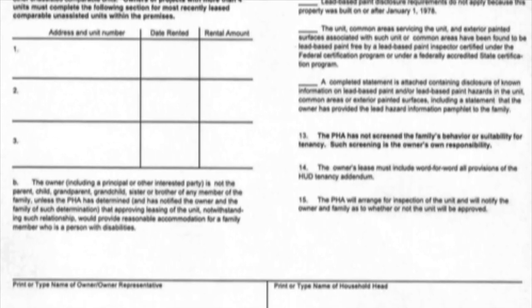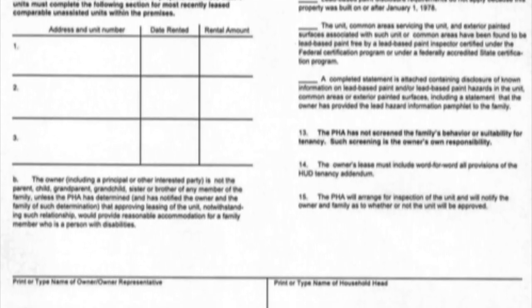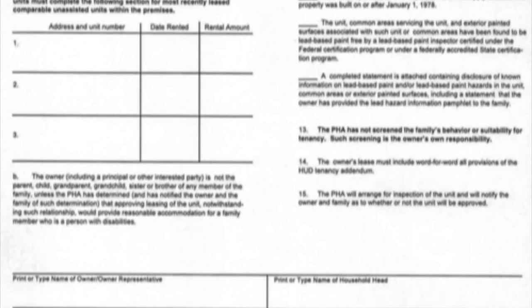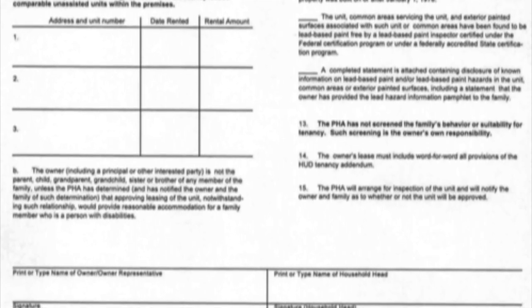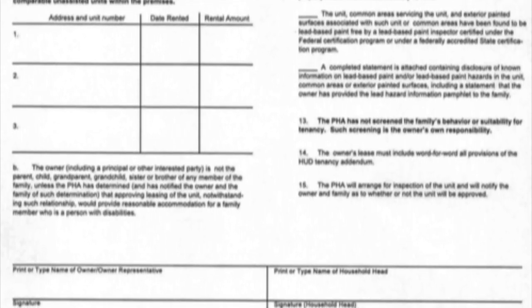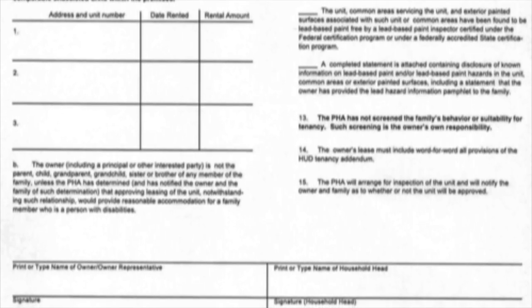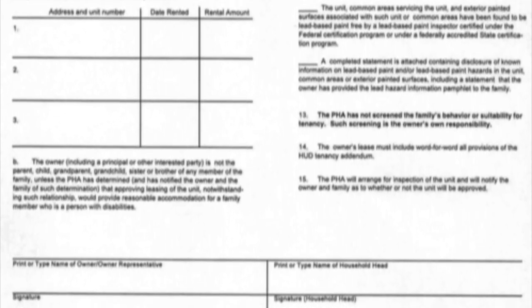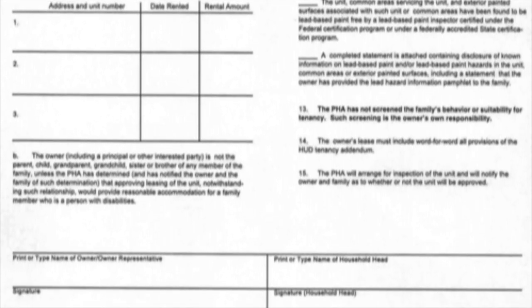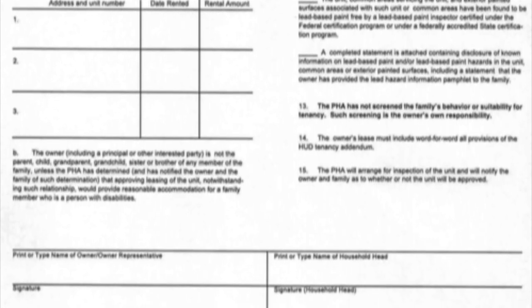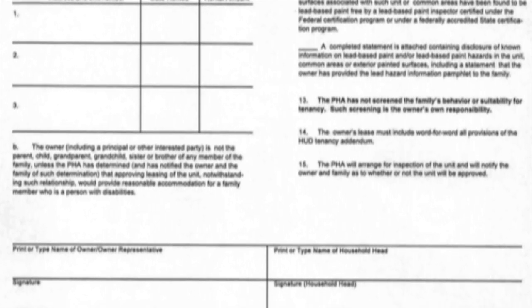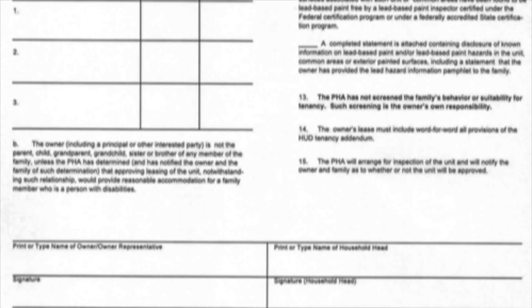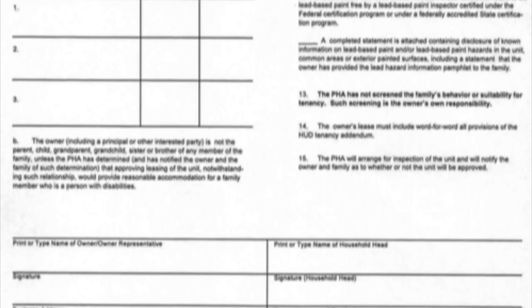Section C. Check one of the following. Lead-based paint disclosure requirements do not apply because this property was built on or after January 1st, 1978. The unit, common areas servicing the unit, and exterior painted surfaces associated with such unit or common areas have been found to be lead-based paint free by a lead-based paint inspector certified under the Federal Certification Program or under a federally accredited state certification program.